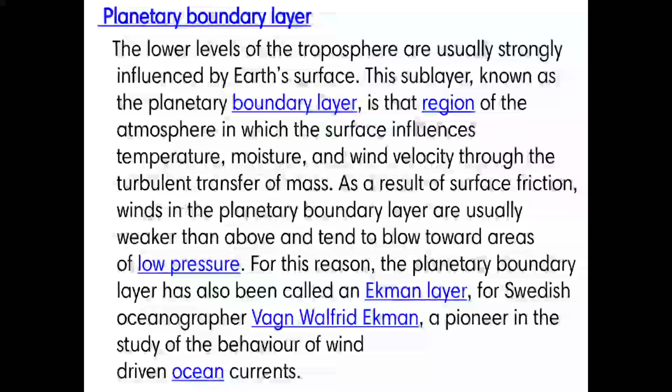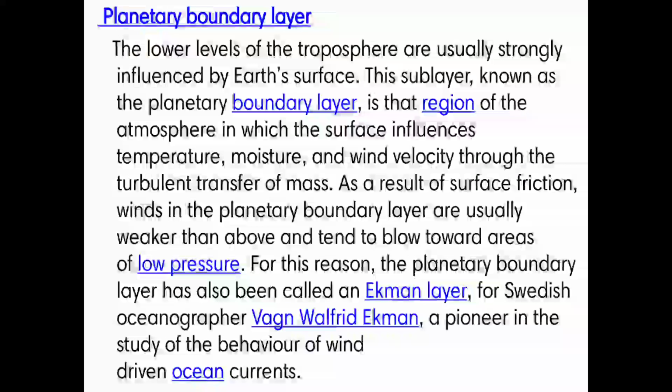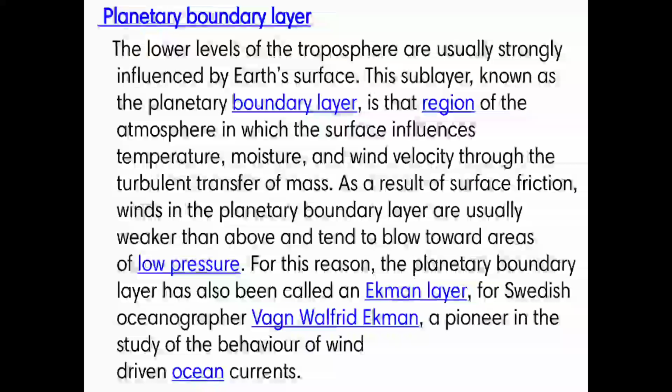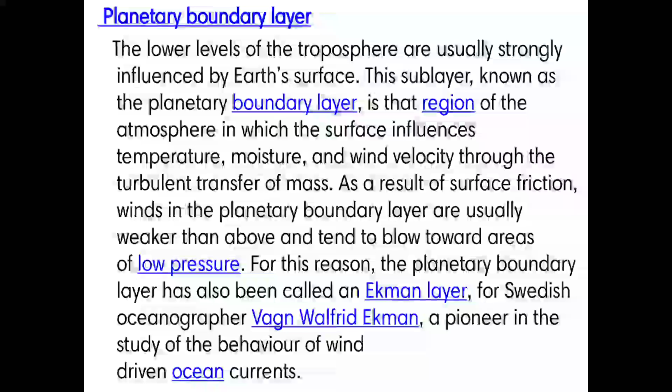Planetary boundary layer. The lower levels of the troposphere are usually strongly influenced by Earth's surface. This sublayer, known as the planetary boundary layer, is that region of the atmosphere in which the surface influences temperature, moisture, and wind velocity through the turbulent transfer of mass. As a result of surface friction, winds in the planetary boundary layer are usually weaker than above and tend to blow towards areas of low pressure.